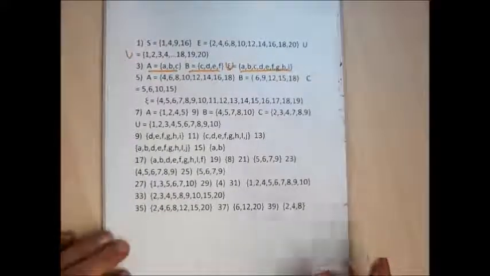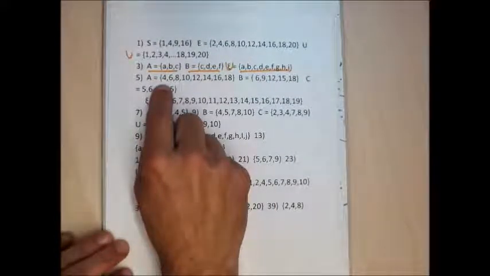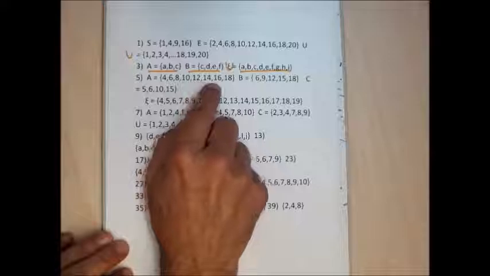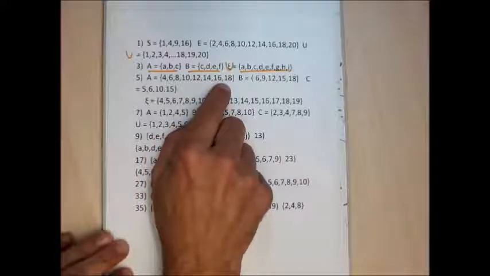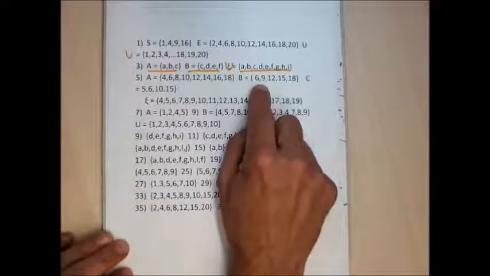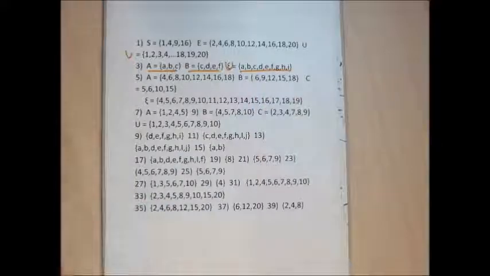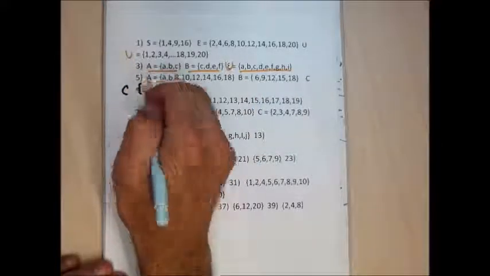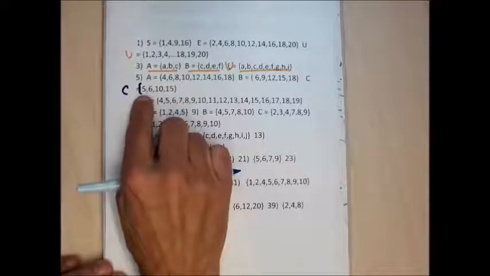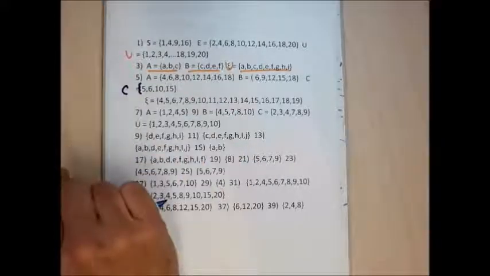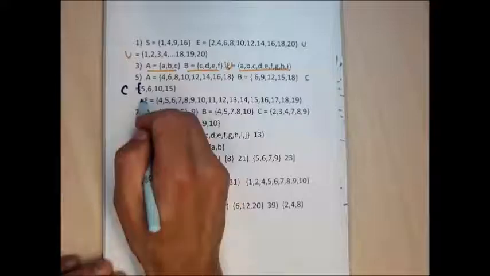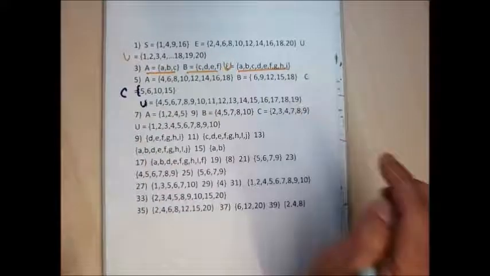And the answer that I have for number 5, A looks like 4, 6, 8, 10, 12, 14, 16, 18, multiples of 2. B looks like multiples of 3: 6, 9, 12, 15, and 18. C looks like multiples, well, it doesn't even look like multiples of 5. I have 5, 6, 10, and 15. And the universal set U looks like the numbers between 4 and 19.